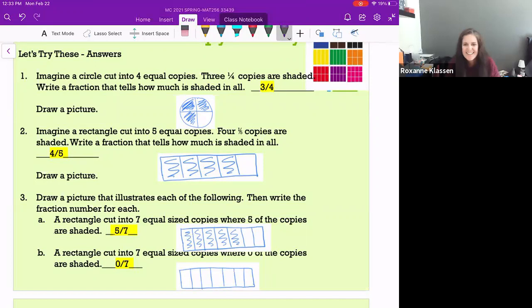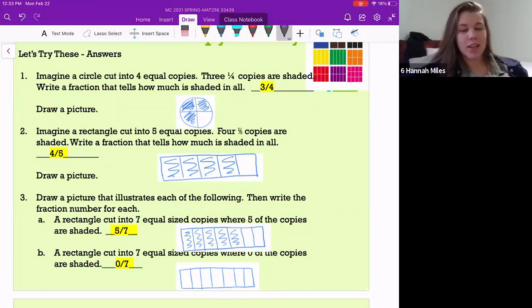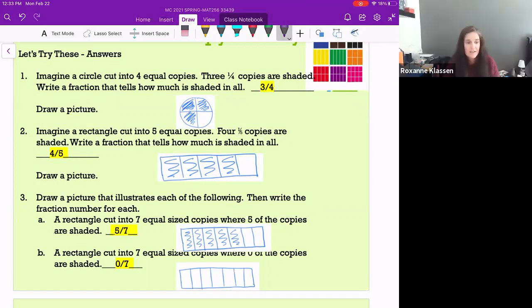Hannah: I did panic for a second with B. I know it's 0 out of 7, but I was like, oh no, what if it's just 1? But obviously 1 would be 7 out of 7. But I did have a moment there. I was like, not really sure. Is that what the kids would struggle with?